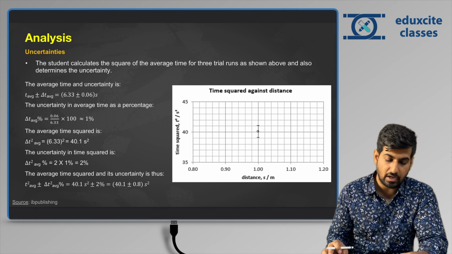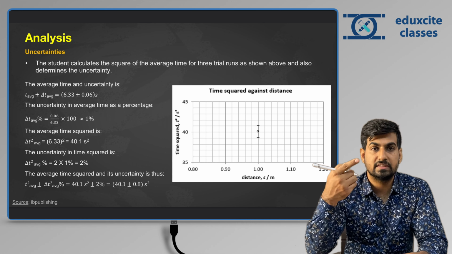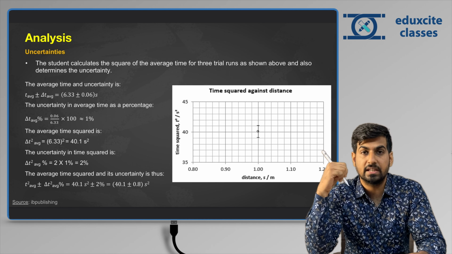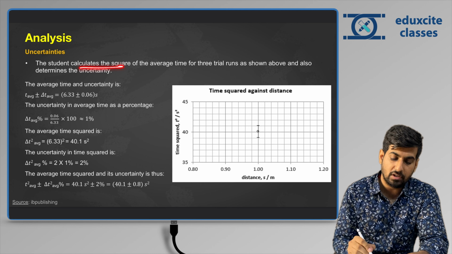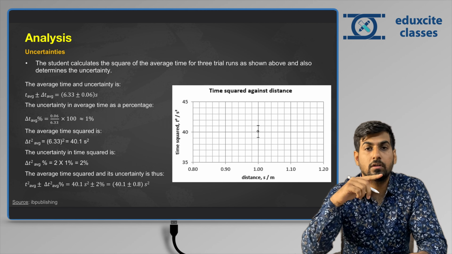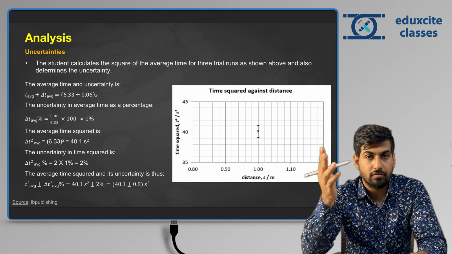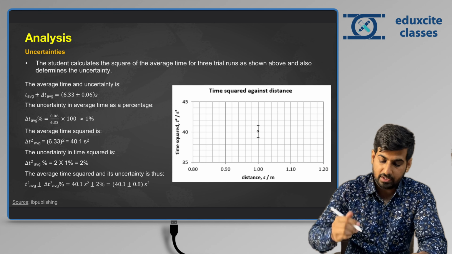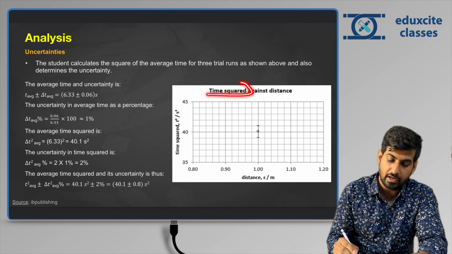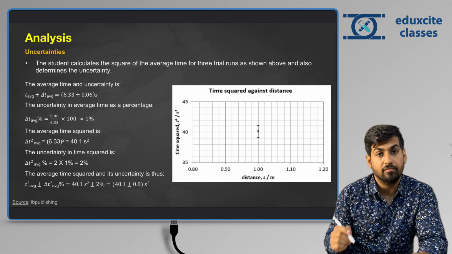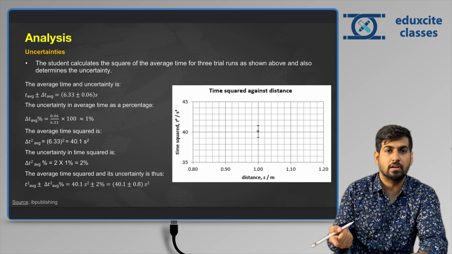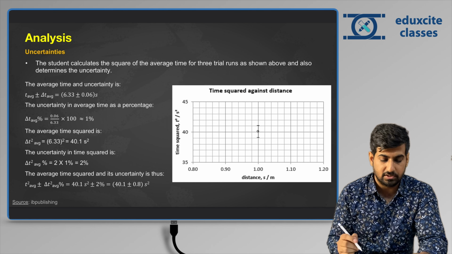Okay. Now if you look at this, how will you plot this in the graph? The error bars that I am talking about. Now you are not plotting the graph for the distance versus time. You are plotting the graph for time squared against distance. Why is this so? That also is reasonable as per the research question.